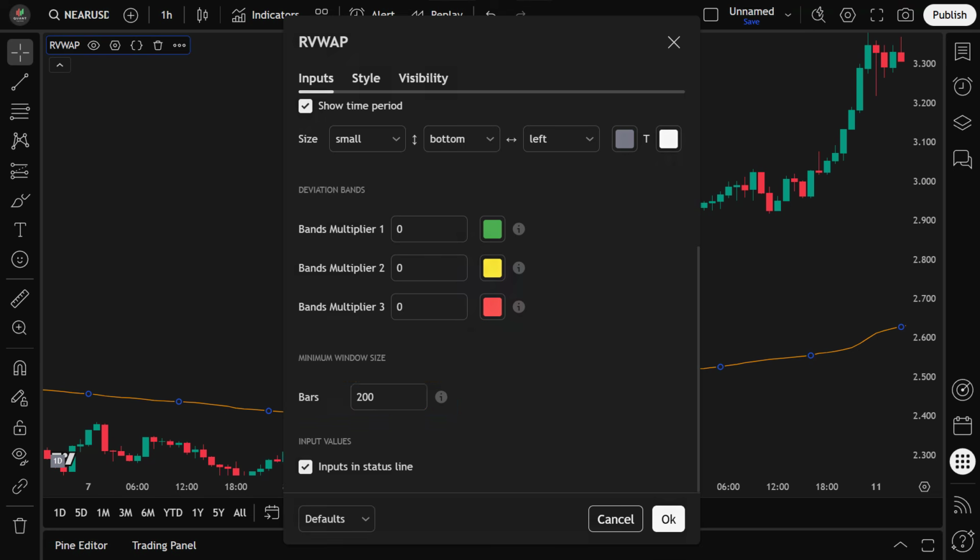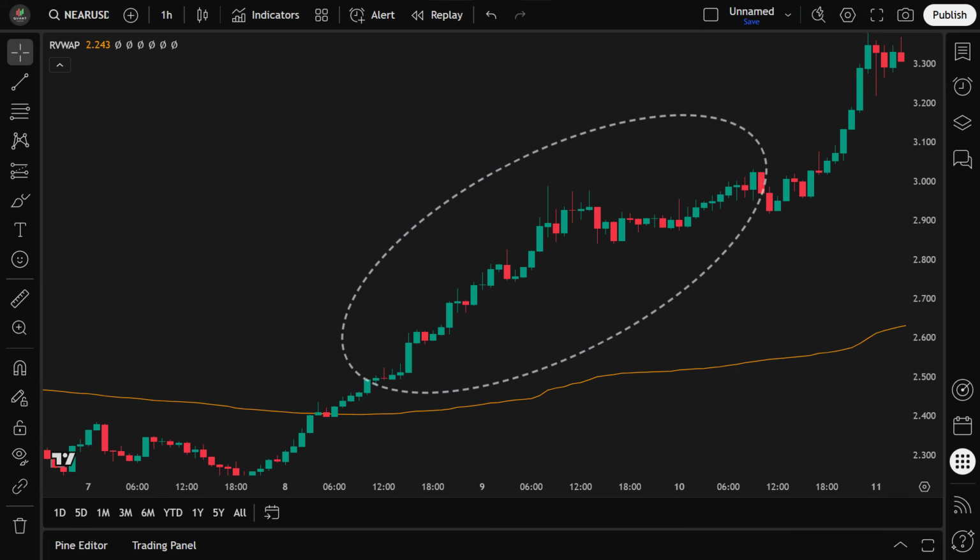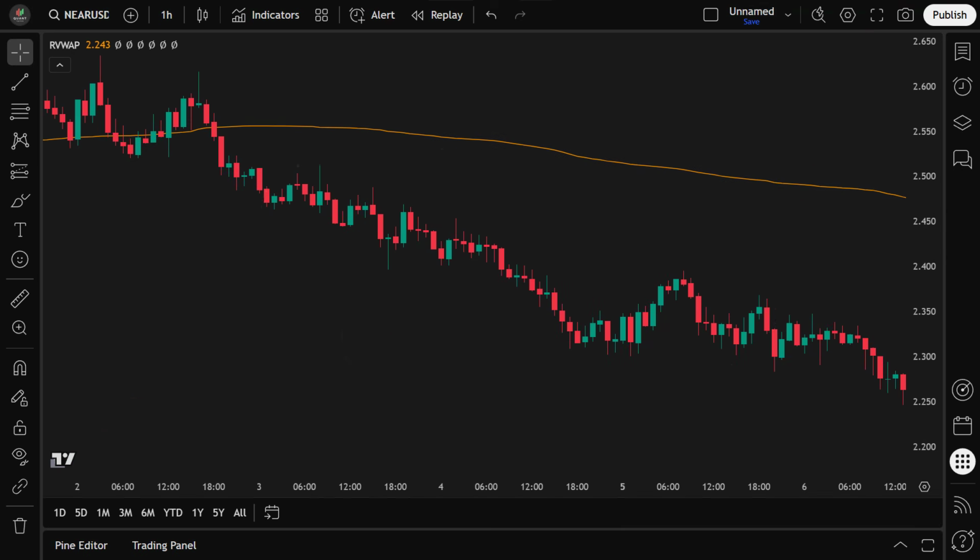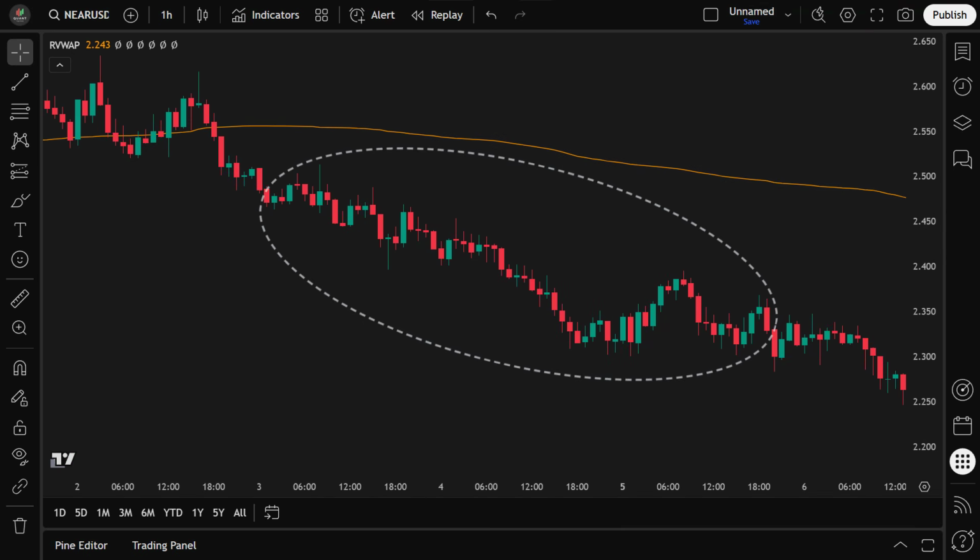price fluctuations. When the closing price is above VWAP, it suggests that buyers are in control and the market is in a bullish phase. When the closing price is below VWAP, it indicates that sellers are dominant and the market is likely in a bearish phase.